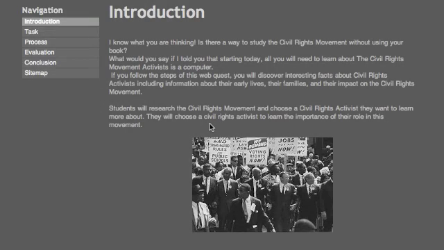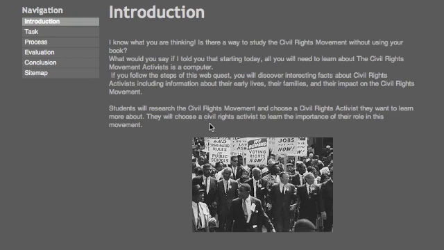Webquest that you will be doing on the Civil Rights Movement project. I know what you are thinking. Is there a way to study the Civil Rights Movement without using your book? What would you say if I told you that starting today, all you will need to learn about the Civil Rights Movement activist is a computer?